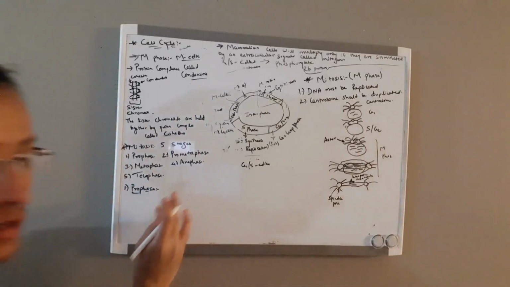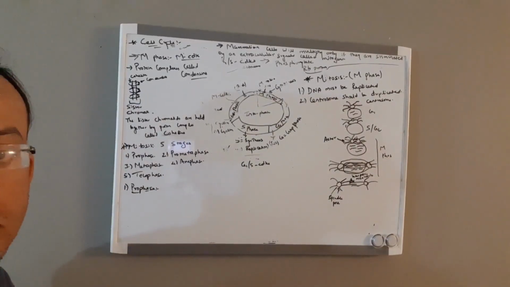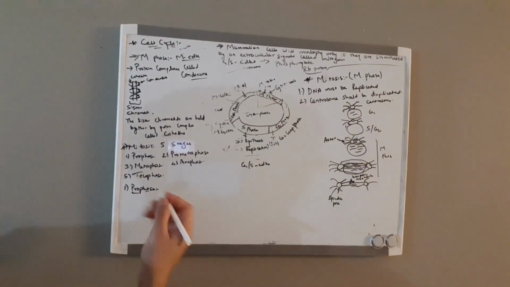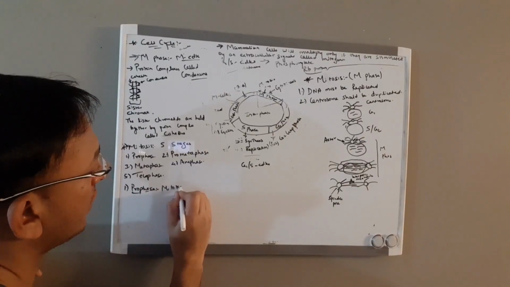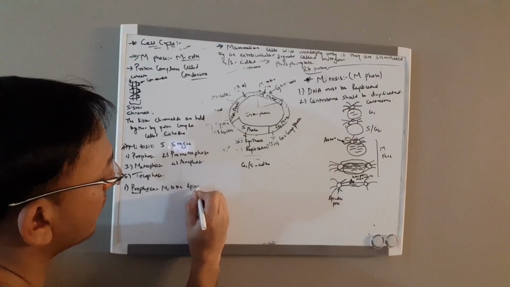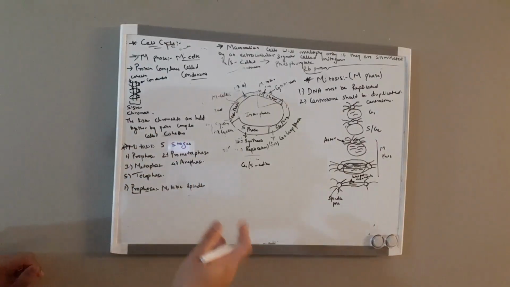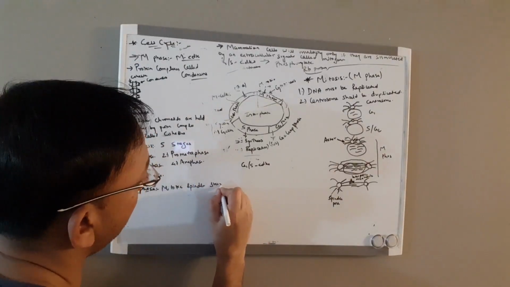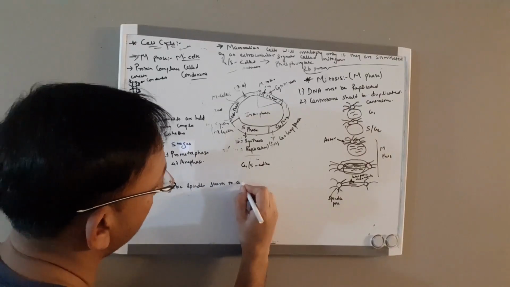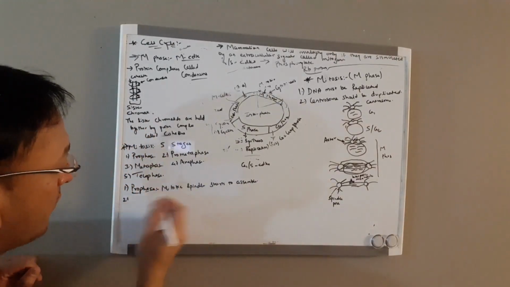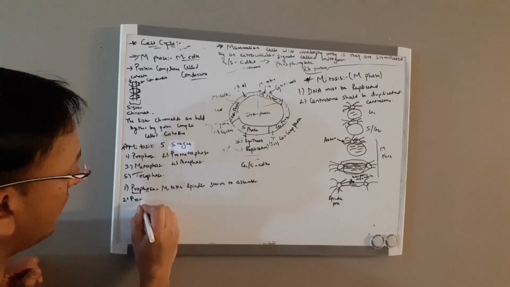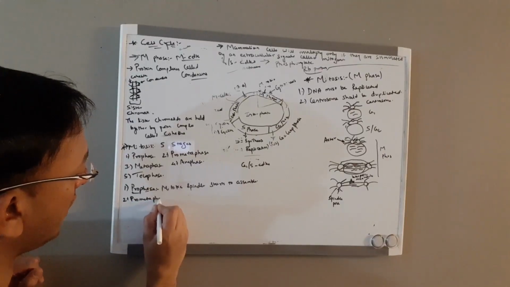Should I write it down here for the prophase, like what happens? Just a short line. In prophase, I will write down: mitotic spindle starts to assemble. So this happens in prophase. All right, so now prometaphase.